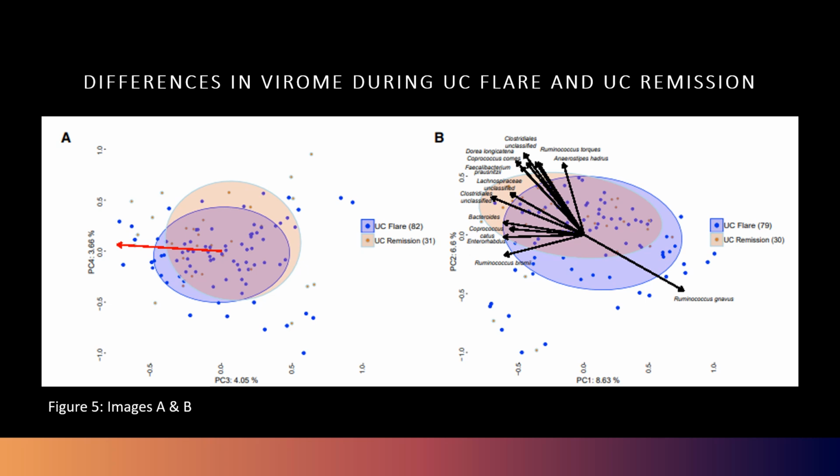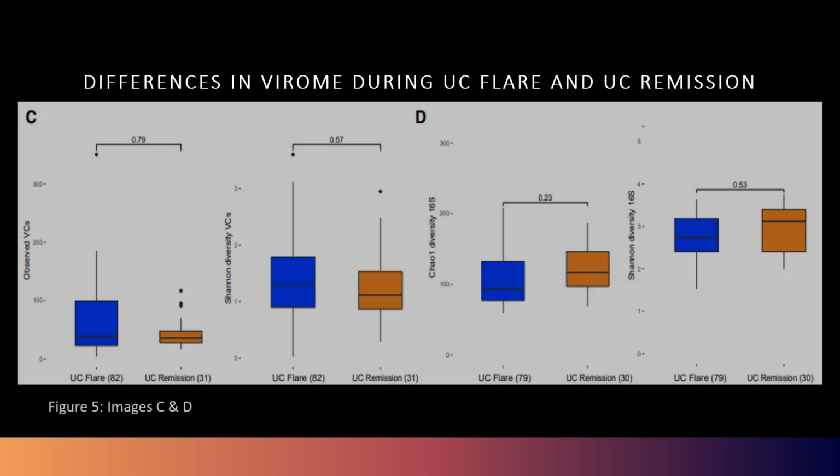So figure B is showing a similar analysis for 16S bacterial composition. And as we can see, there is a significant shift between flare and remission that has a p-value of 0.022. And this indicates that the bacterial community structure changes more noticeably than the virome. Images C and D is showing the alpha diversity analysis between UC flare and UC remission. So as we can see, there really is no significant difference in diversity between these flare and remission states. Higher viral loads were associated with lower viral diversity, and viral diversity did not change significantly over time or with disease status.